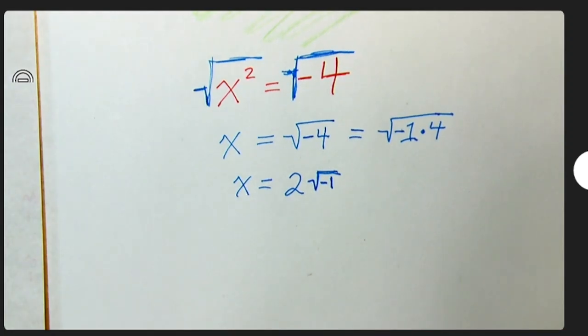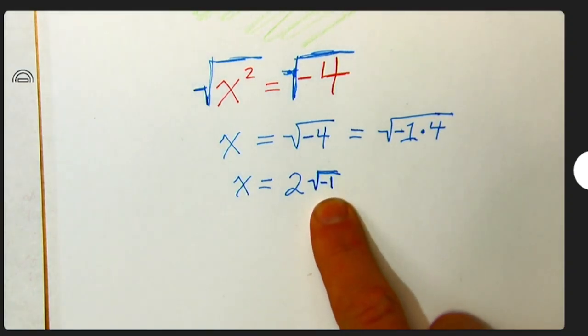Now that is a funny number. It kind of has changed our problem from what is the square root of negative 4 to basically what is this? What is the square root of negative 1? What is the number that when you multiply it by itself, you get negative 1? And the problem is this is a number. If you square it, you'll get negative 1.